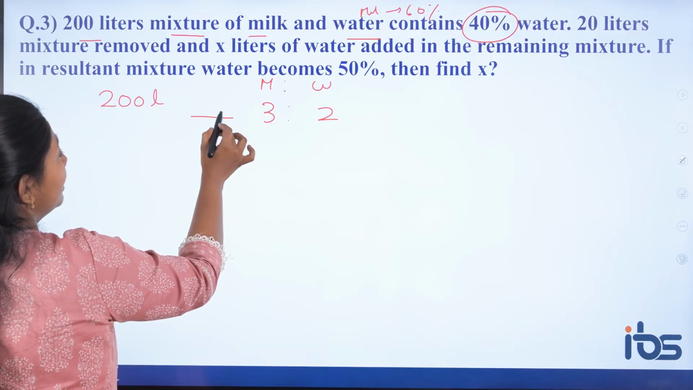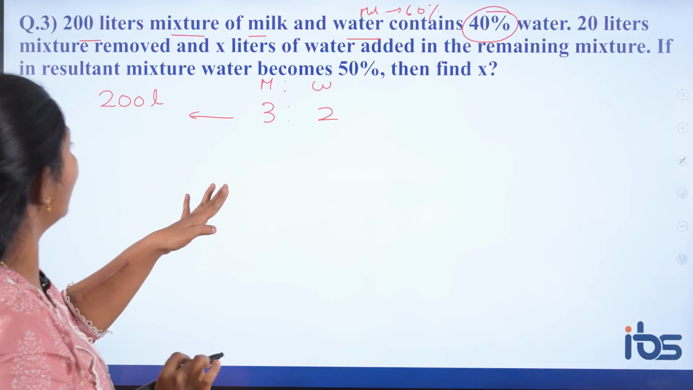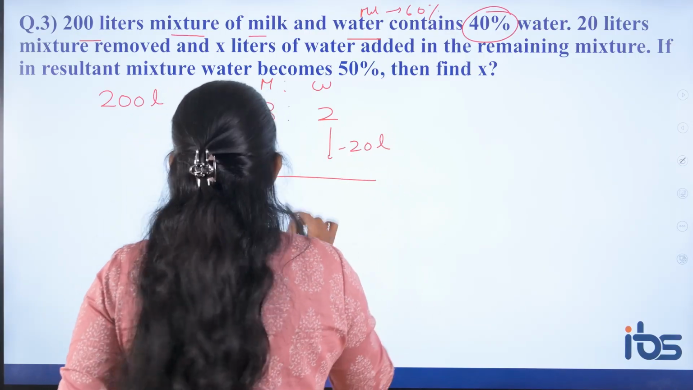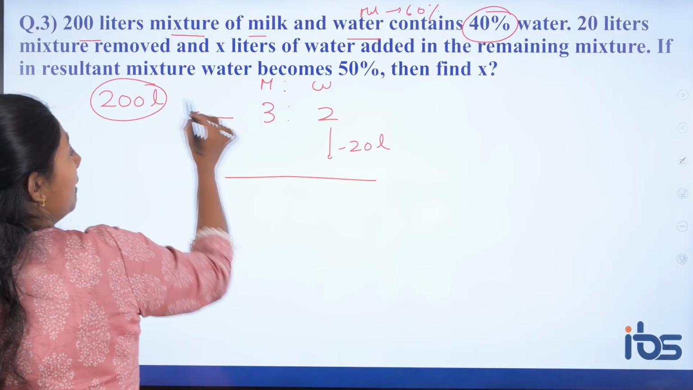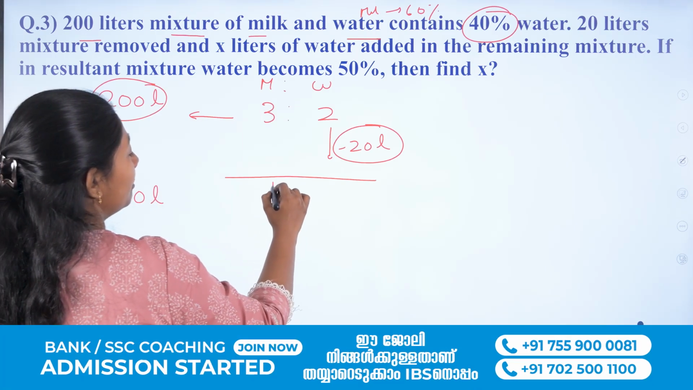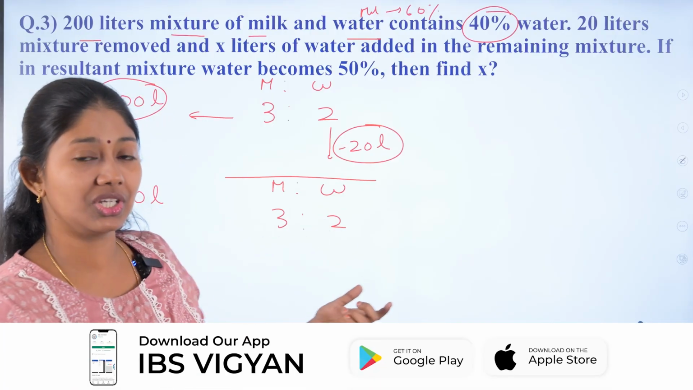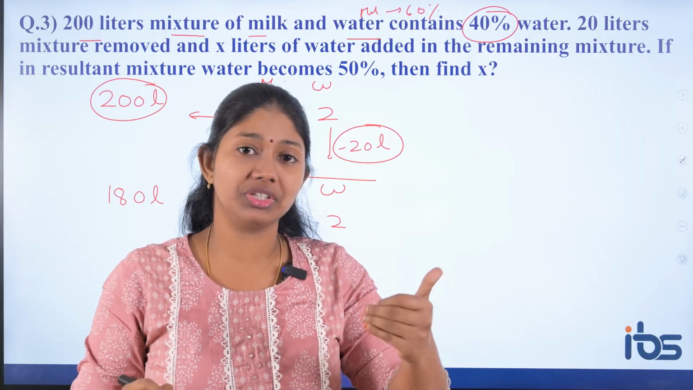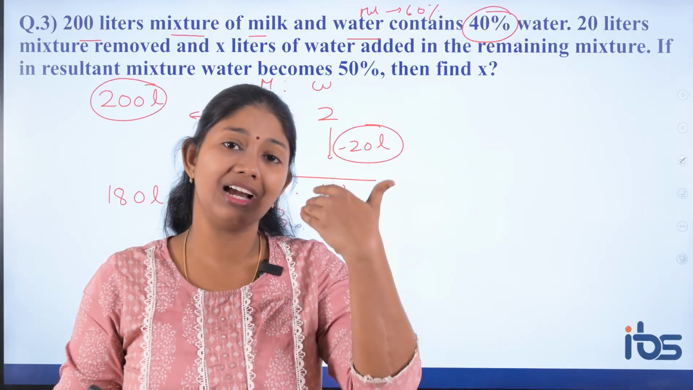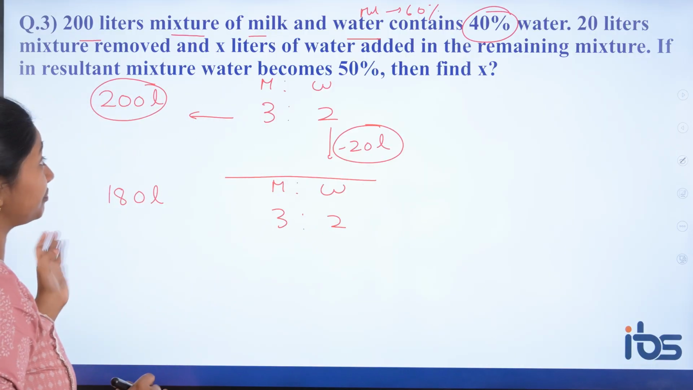So, the original mixture quantity is nothing but 200 liters. Now, 20 liters of mixture has been removed. So, the remaining mixture is 200 minus 20, 180 liters. Now, the milk to water ratio will always be the same. Already I have stated, it is a concept of mixture where if you remove some quantity of mixture from the original mixture, then the ratio remains the same in all cases, whatever quantity you have removed, whatever is remaining, whatever was the original, the ratio is the same.